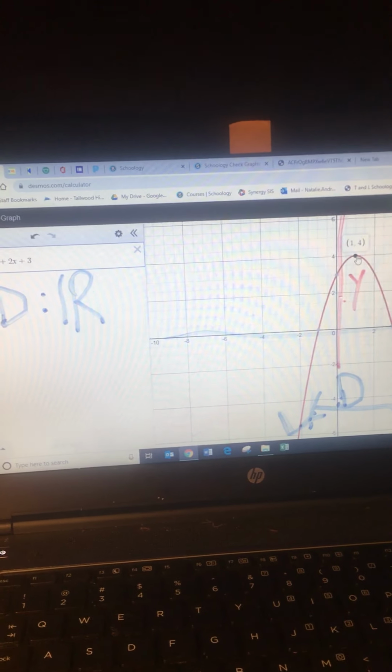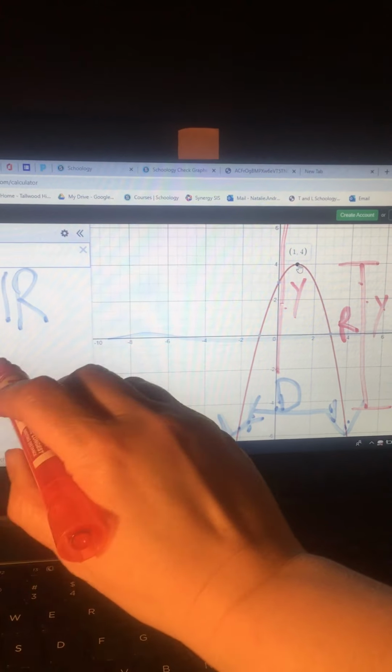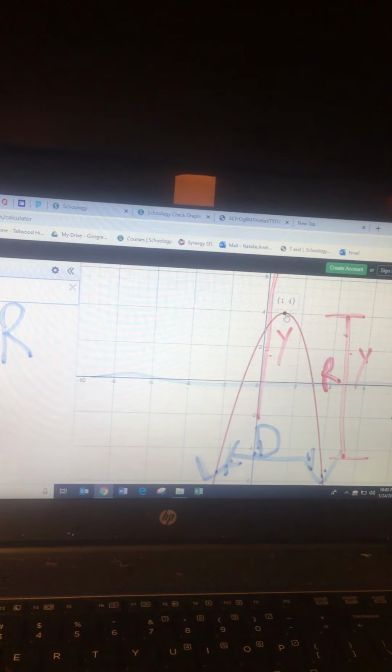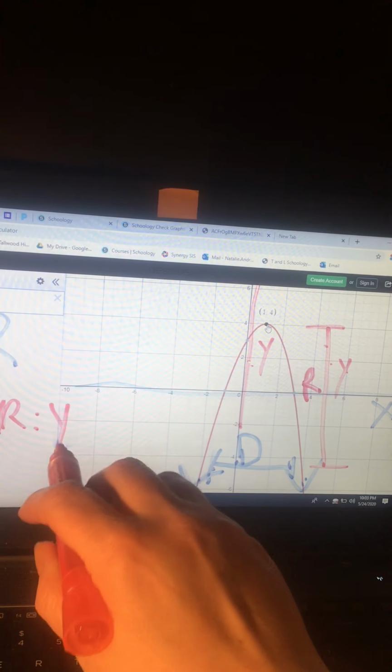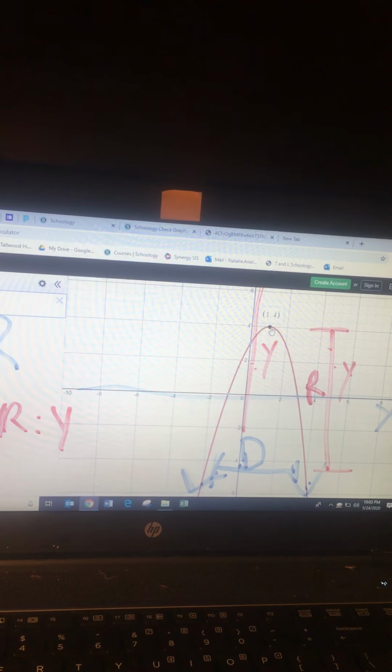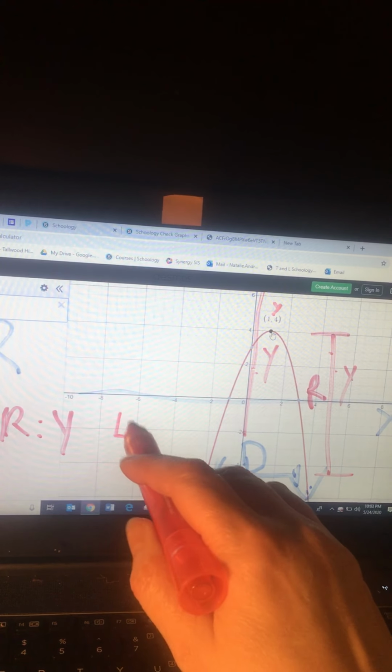Our range. Remember how I told you? Get that vertex because it's from bottom to top. Bottom we cannot measure, so that's all real numbers first. And then have our y, because we can measure the top. Now let's get our y. Our y is 4, so write up 4.